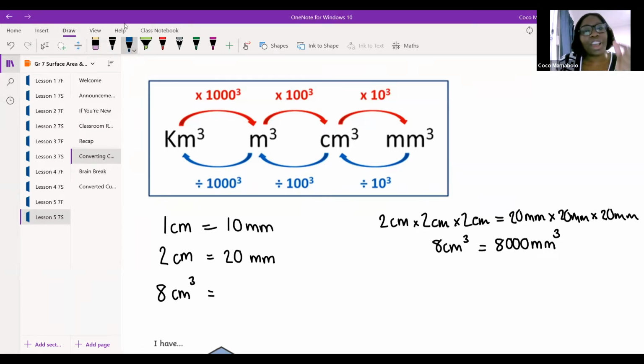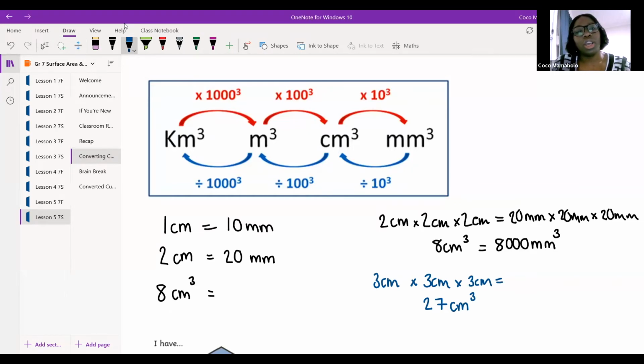All right, so if I ask you guys, what is 3 centimeters times 3 centimeters times 3 centimeters? That's me calculating the volume of a cube that has sides of 3 centimeters. What's 3 times 3 times 3, guys? Excellent. It's going to give me 27. And I better not forget my dimensions. It's going to be 27 centimeters cubed.